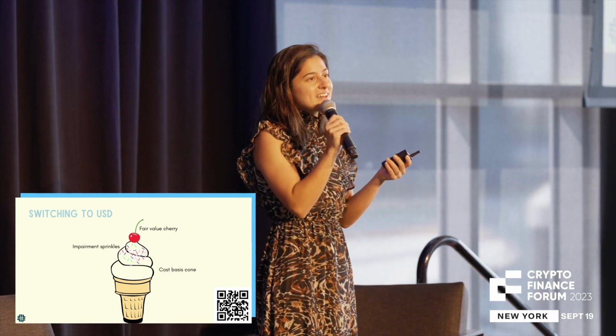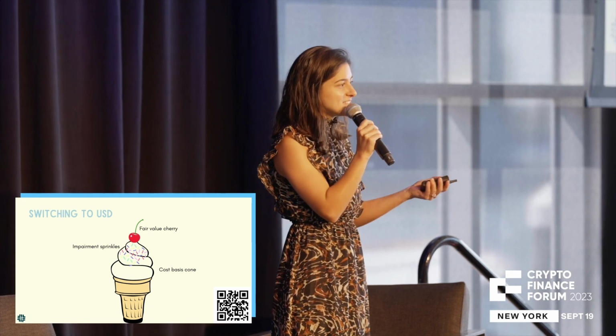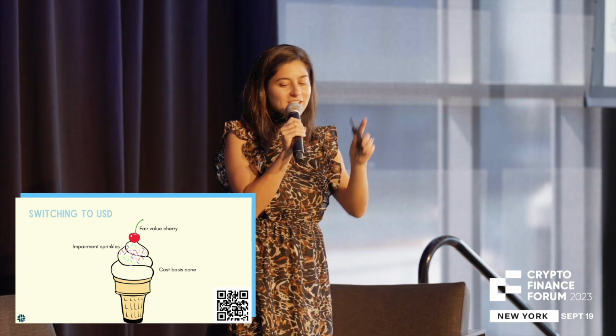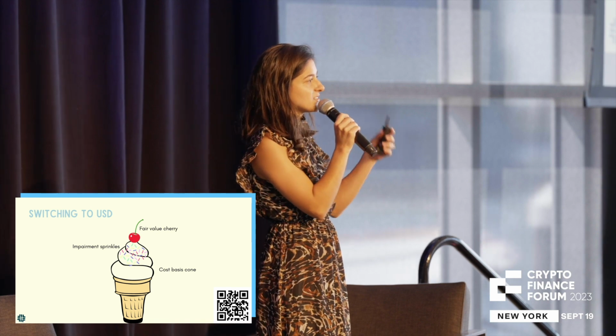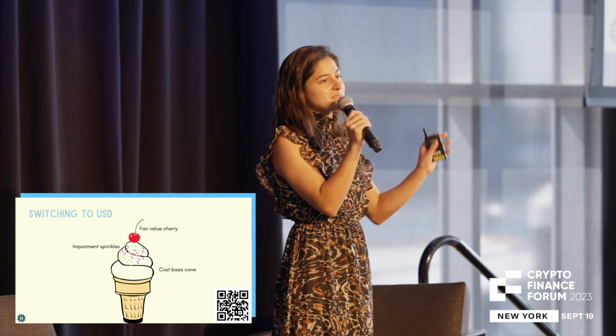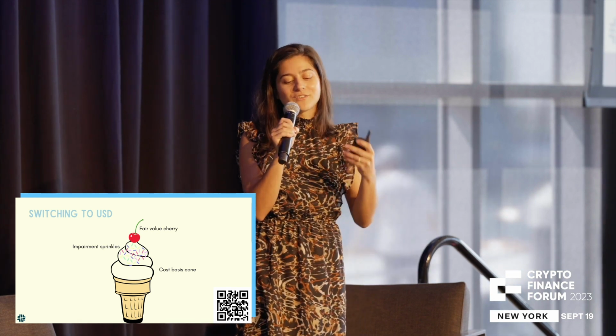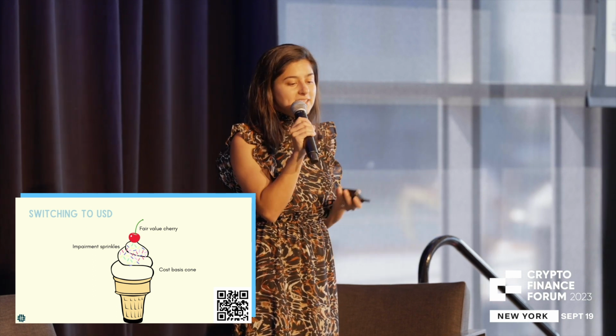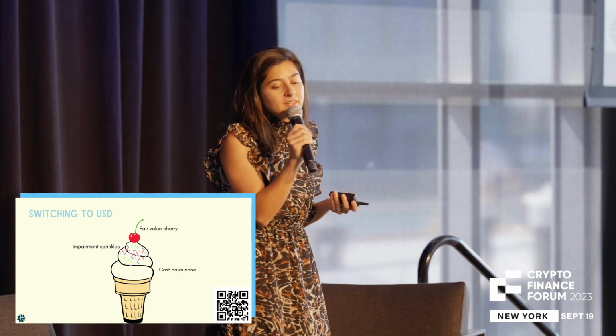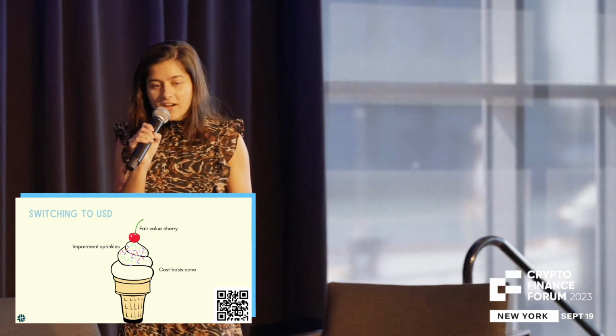So I created an example roll forward, both in tokens and USD, but it's pretty complicated, so that QR code actually links to a Loom video and the spreadsheet where I go into extreme detail on this. If you're curious, I definitely recommend checking that out, but we can take a look at some screenshots that I put together. So this is what a roll forward looks like under the current rules.